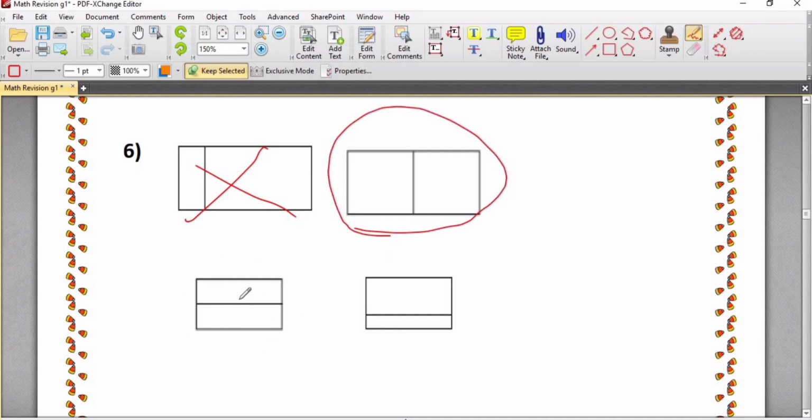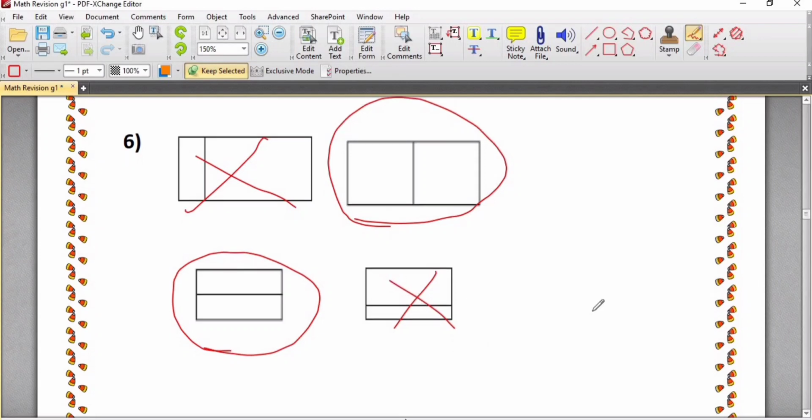And this one? Great, it's equal, so let's make a circle. What about this one? Is it equal or not? It's not, it's unequal parts because this one is bigger than that, right? Great job, my dear.